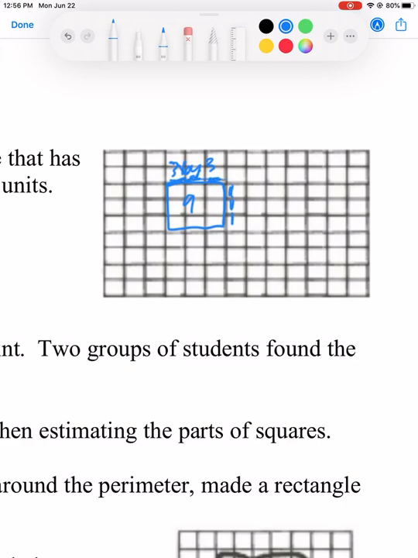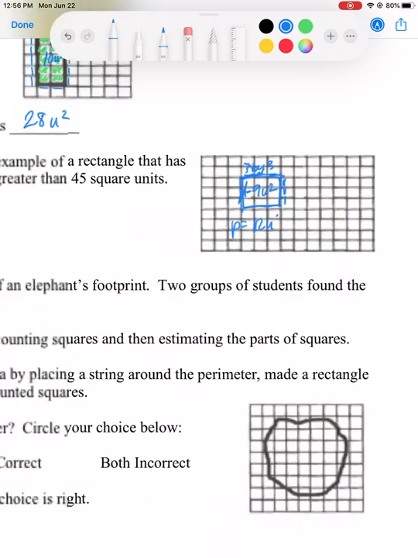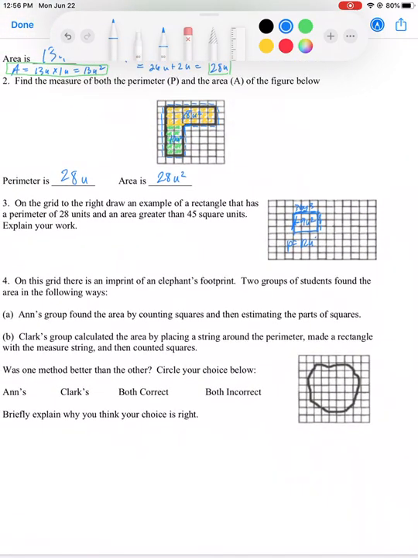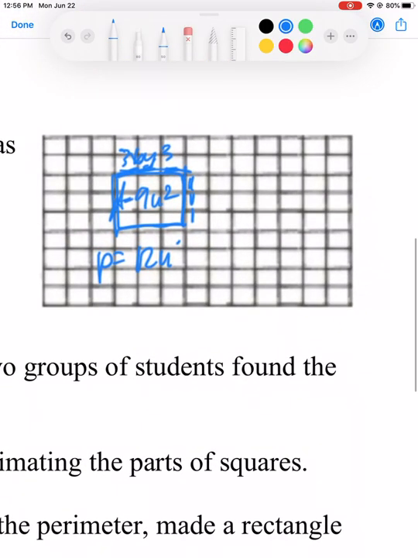Now the 3 by 3 has 3, 6, 9, 12 units in its perimeter. The area equals 9 units squared. Okay, so that's an example. Our conditions again are the rectangle has to have a perimeter of 28 units and an area greater than 45 square units. Okay. So go ahead and pause the video and think about what you want your rectangle to look like, and then resume it when you're done.